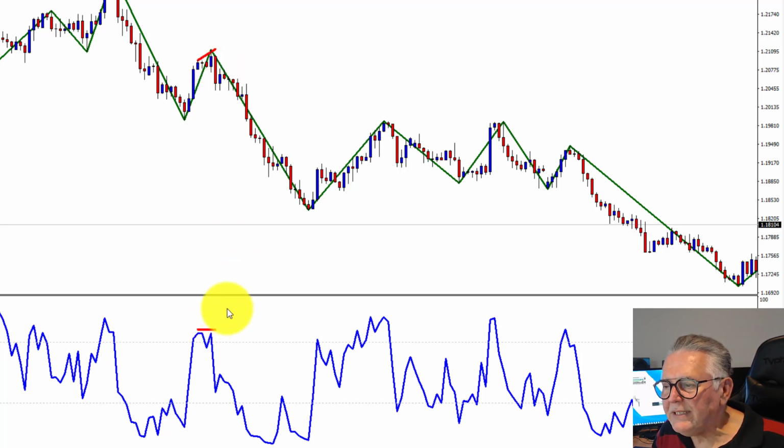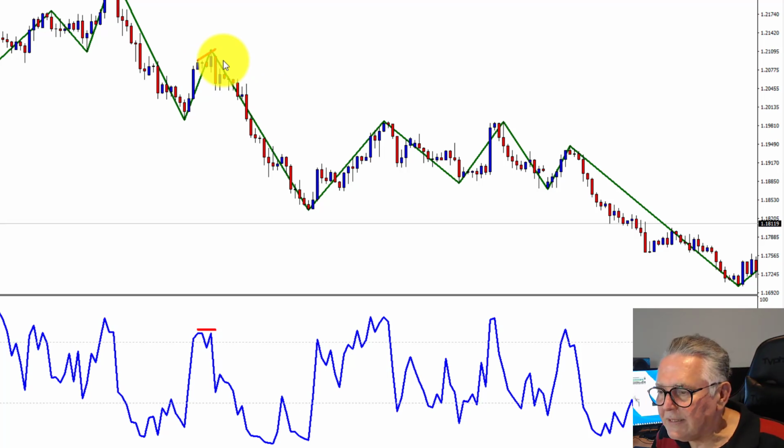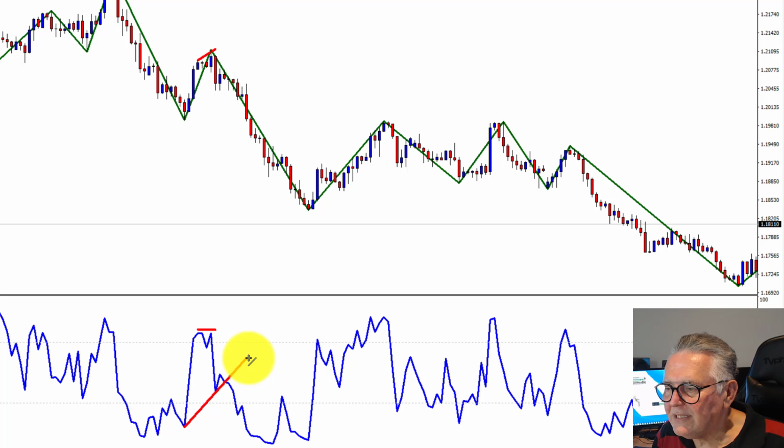When will we take it? We can either take it on the break of support and resistance at the top there. So we use a combination: use the RSI to show the divergence, and you use support and resistance to enter the deal. Or you could take a trend line violation on the RSI. A trend line would be like that, but that's too steep, so we'd have to take that one. The steeper the trend line, the more unreliable it is.